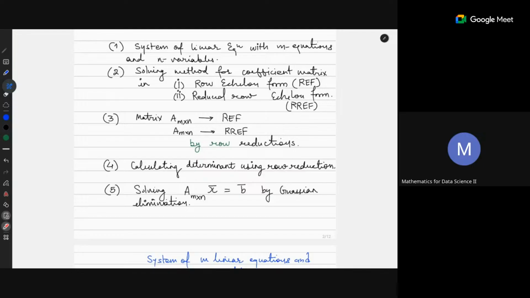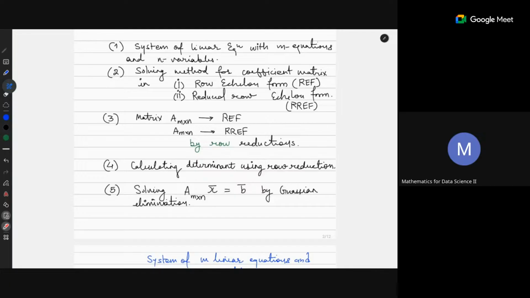So you can perform operations on rows of a matrix to obtain it in some specific form, REF and RREF. This will help you to simplify your system of equations into a better form, and then you can solve it. We will also see one application of these row reductions: it will help you to calculate the determinant of a matrix, because these row reductions preserve the determinant of the matrix.